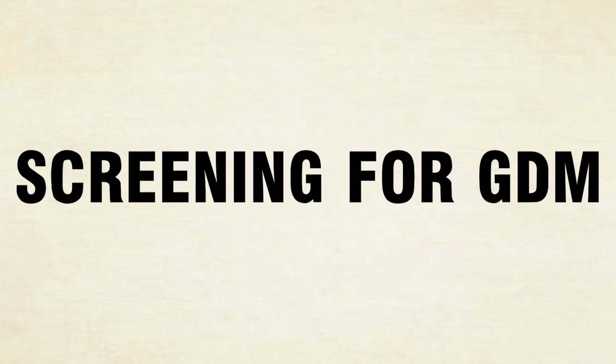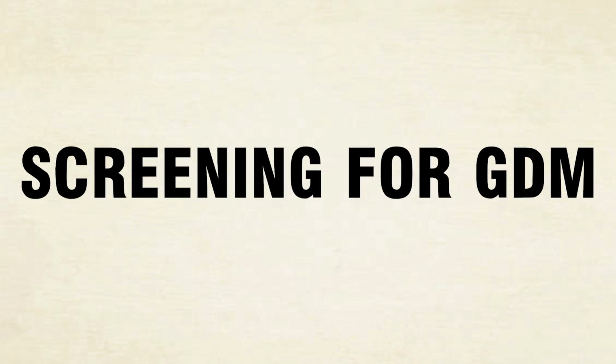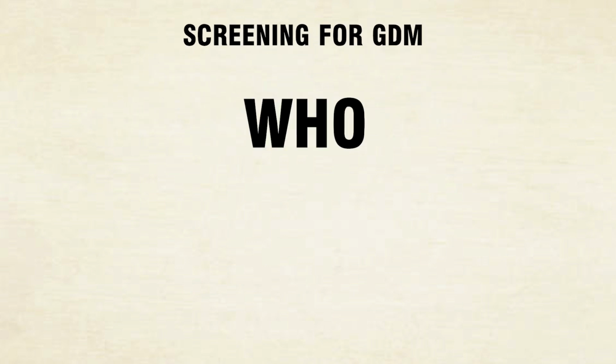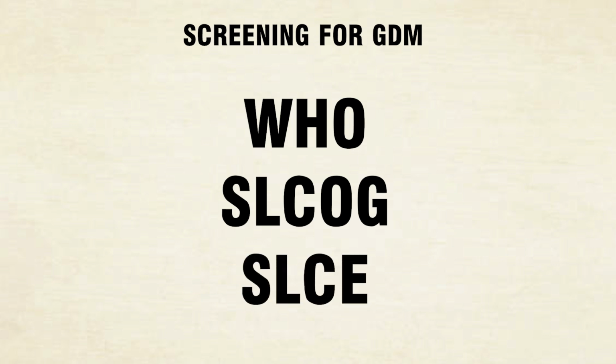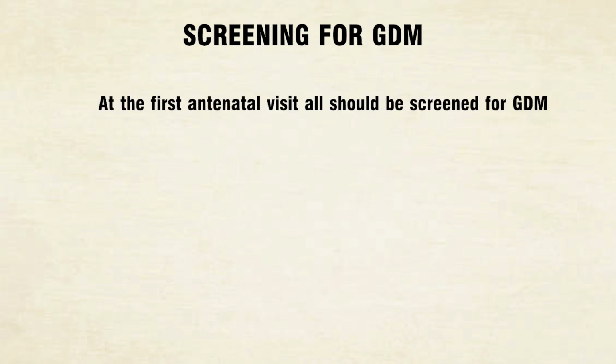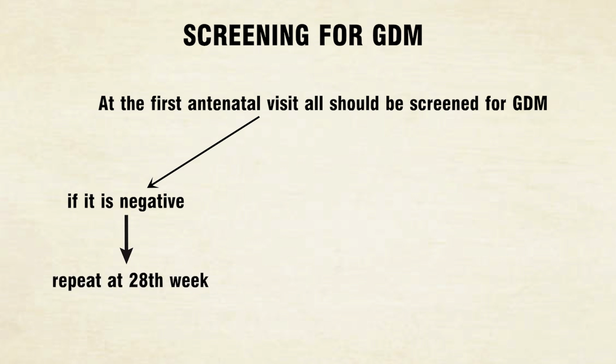Screening for gestational diabetes. It's important to screen all pregnant women for GDM, particularly those who present with risk factors. Organizations such as the World Health Organization (WHO), Sri Lanka College of Obstetricians and Gynecologists (SLCOG), and the Sri Lanka College of Endocrinologists (SLCE) recommend standardized screening processes. At the first antenatal visit, all pregnant women should be screened for GDM. If the screening is negative, it should be repeated between 24 and 28 weeks of gestation, as insulin resistance typically increases during the latter half of pregnancy.